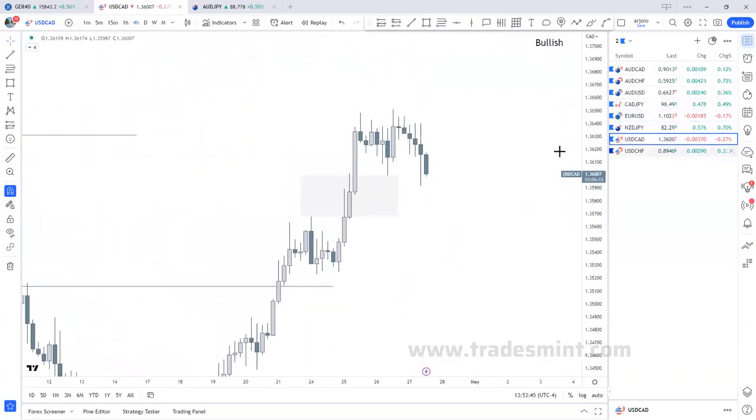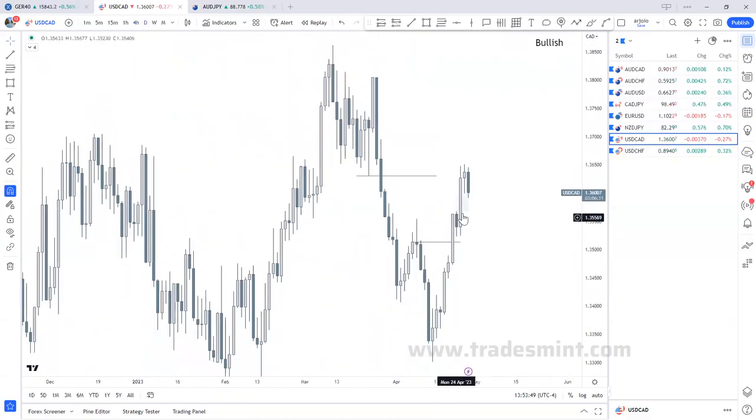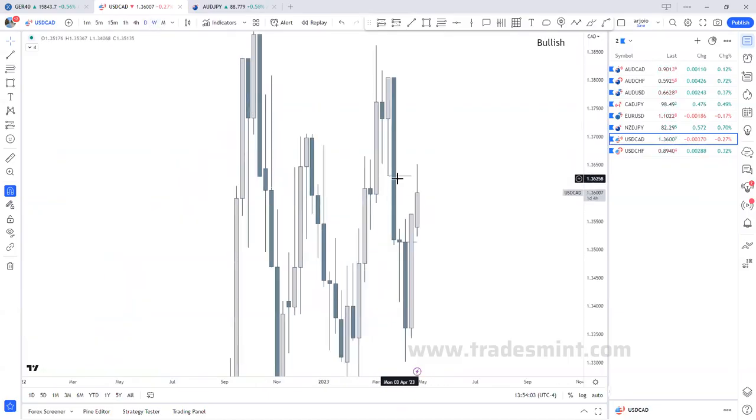Dollar Canadian dollar, US dollar Canadian dollar. I marked out this fair value gap. And I wanted to see a previous day low sweep and then a continuation higher. But the reason is low probability and it's not in blue and not in red. We're coming into this weekly order block. Weekly is stronger than a daily fair value gap.